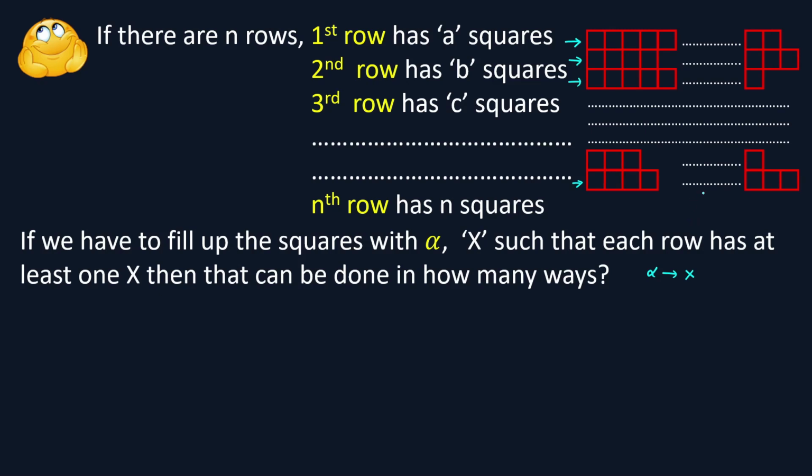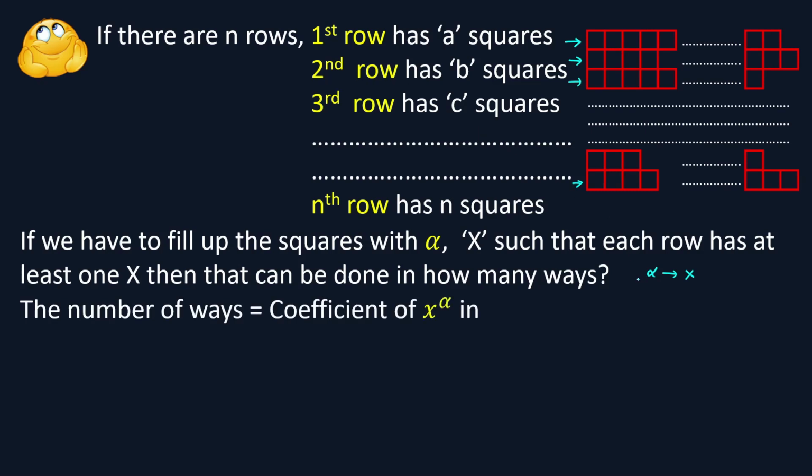So, is it not the same as finding out the coefficient of x to the power alpha? Why are we talking about x to the power alpha? Because ultimately, whatever squares you are choosing from the grid, if you add those squares, you are going to have the total number of x available to us. That is why it is the same as finding the coefficient of x to the power alpha.